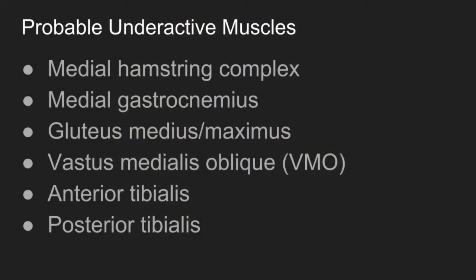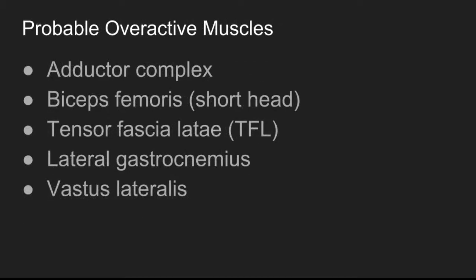Based on these assessments and according to NASM, probable underactive muscles will be the medial hamstring complex, medial gastrocnemius, gluteus medius/maximus, vastus medialis oblique, anterior tibialis, and posterior tibialis. And the probable overactive muscles will be the adductor complex, the biceps femoris short head, the tensor fasciae latae, lateral gastrocnemius, and vastus lateralis.